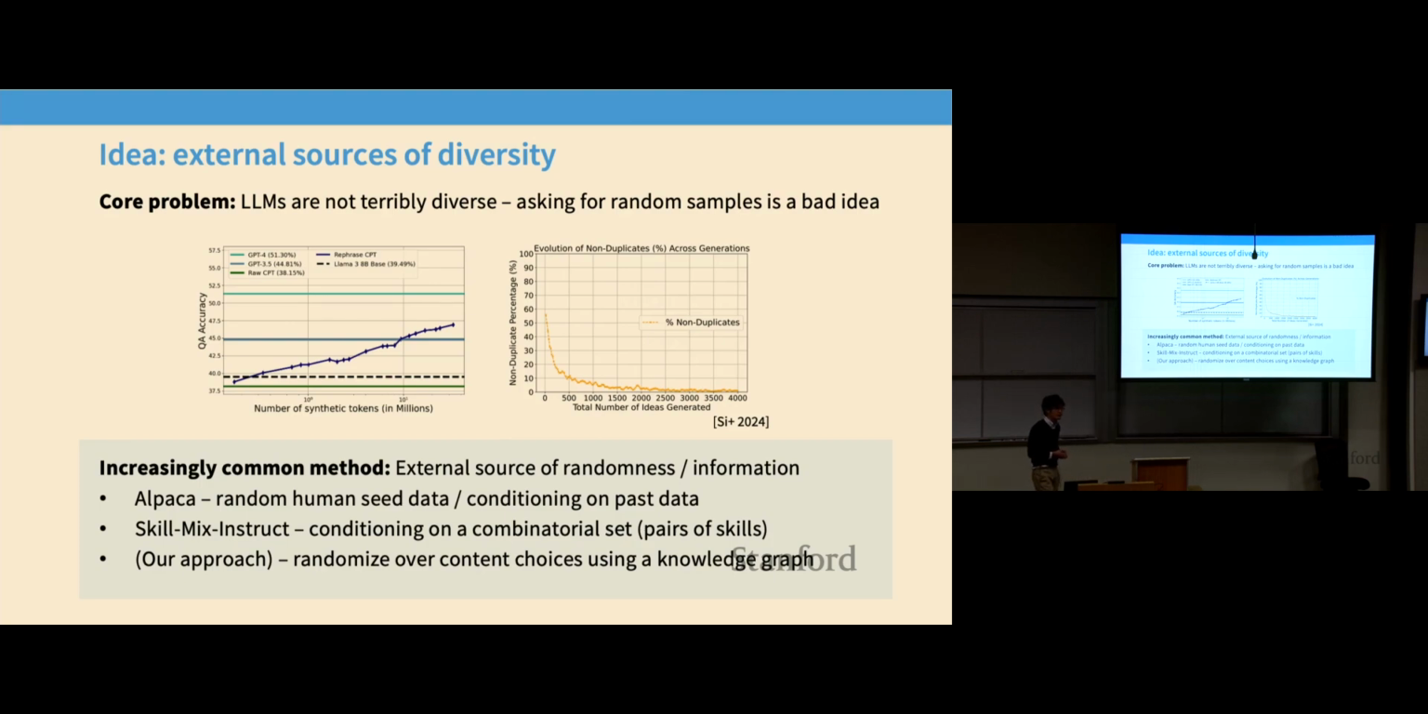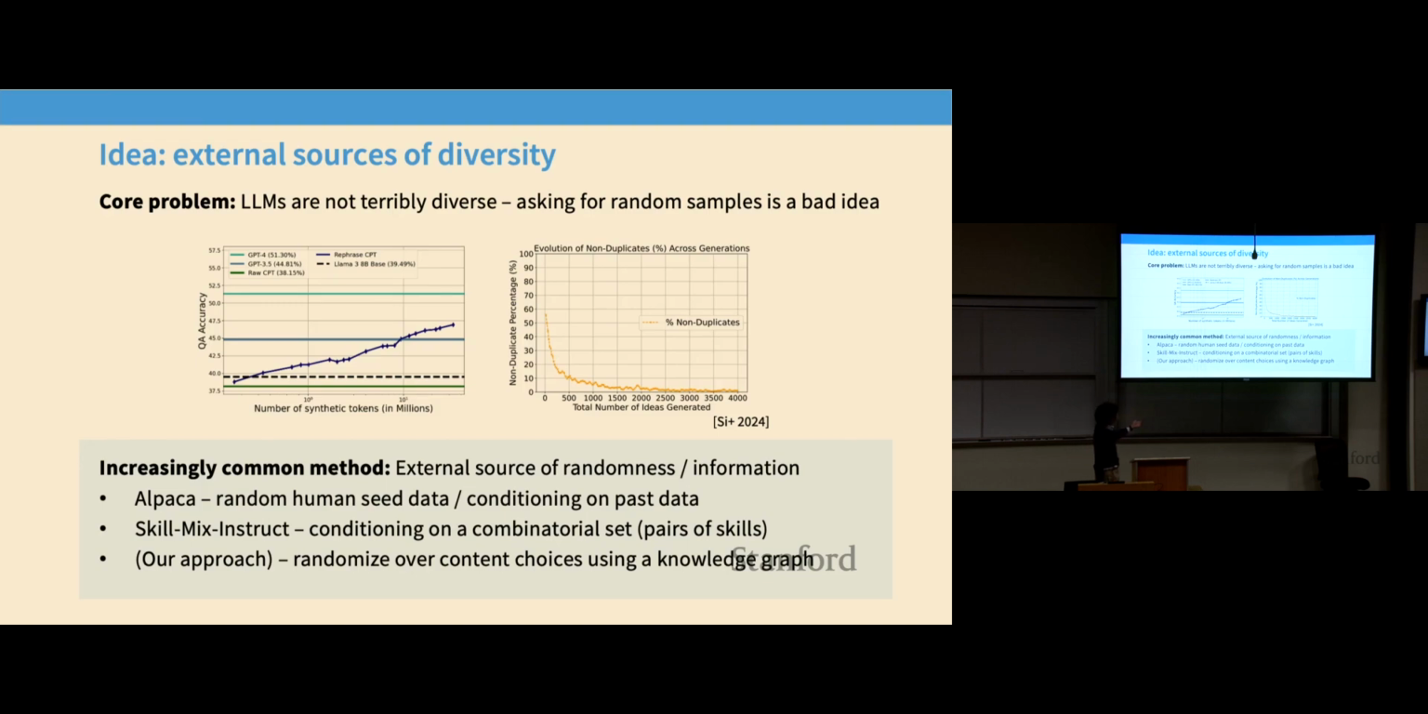And so because of this, a lot of really successful ways of generating synthetic data rely on an approach that I call externalizing the diversity. And what that means is you have some external source of randomness, and you inject that randomness into the prompt of your language model, and that allows you to get a much more diverse output on the other side.